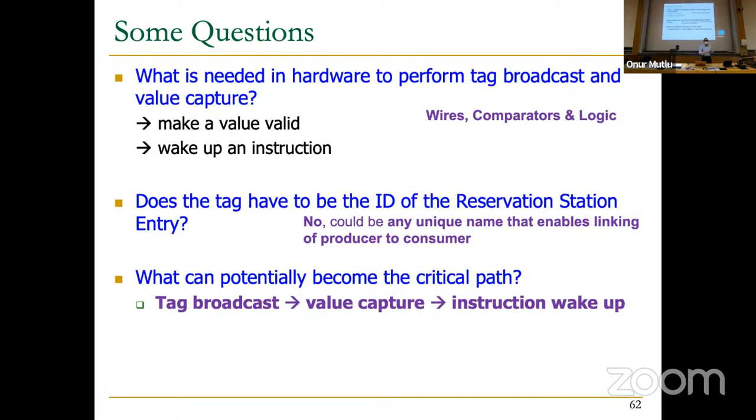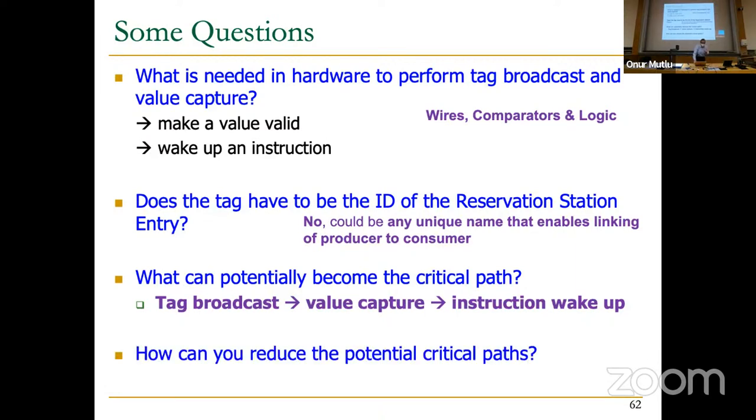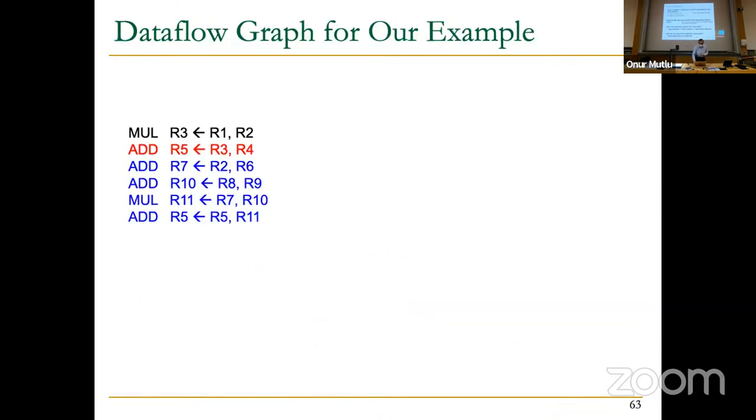Right? So this is called the scheduling loop in existing machines. It's kind of a loop. You broadcast a tag, somebody captures the value, and they get dispatched, and then they later broadcast a tag. So this loop actually is very timing critical. And people actually optimize the machines a lot to reduce the time or break it into multiple cycles. Breaking into multiple cycles actually leads to other headaches, which we're not going to talk about. So how can you reduce the potential critical paths? More pipelining and prediction. So this becomes more complicated if you really want to reduce the critical paths, which we're not going to get into.